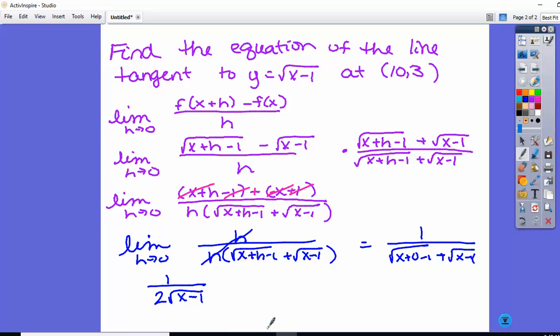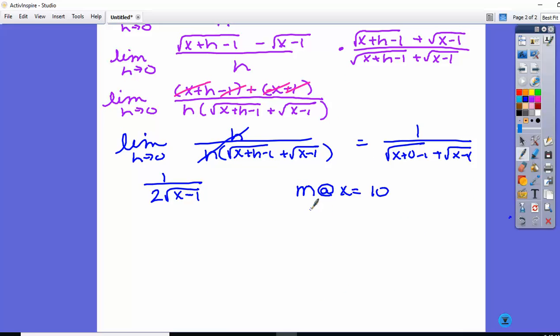That's the derivative. Am I done? No, I want the actual equation of a line. The derivative is your formula for slope. I need to know my slope when x is equal to 10. So if I plug a 10 into here, I get 1.